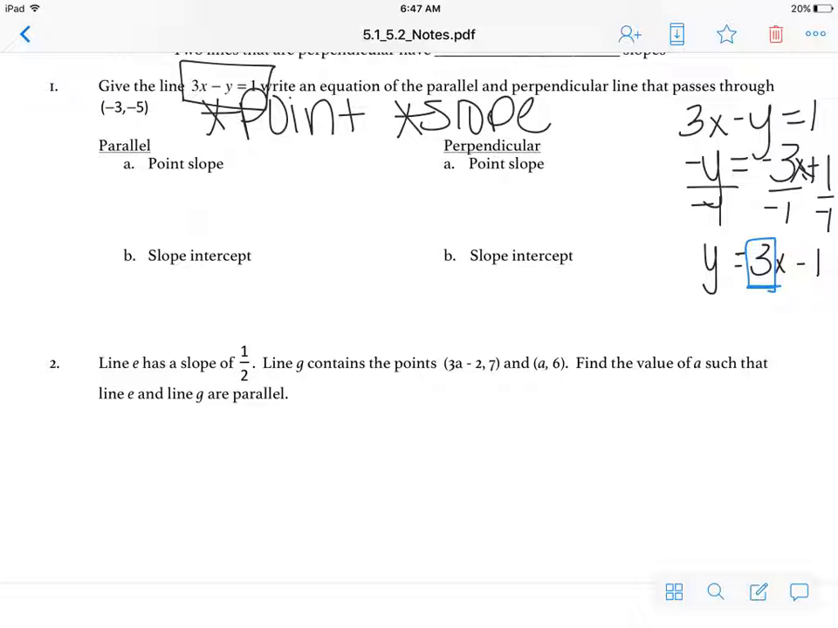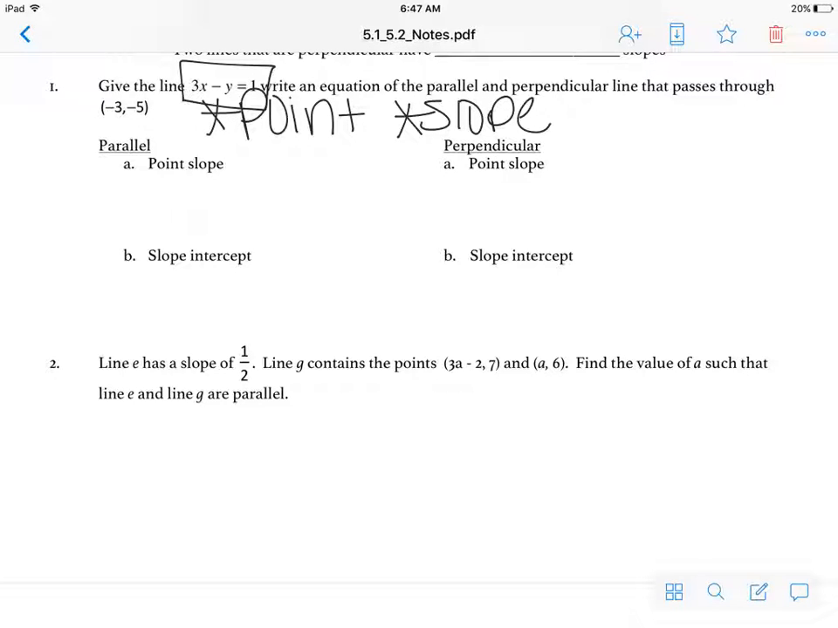So I'm going to just go ahead and erase this. Keep this on your paper. I'm just running out of room. So the slope of the line that's given to us is 3. So m equals 3. And if I want to write a line that's parallel to this line, the new slope is also going to be 3. And the point is going to be -3, -5, because that's what it says in the problem.